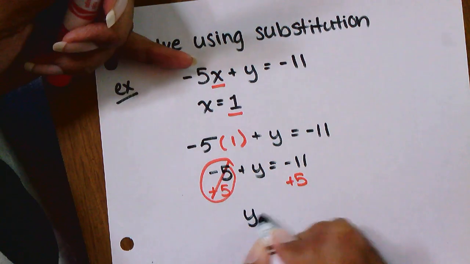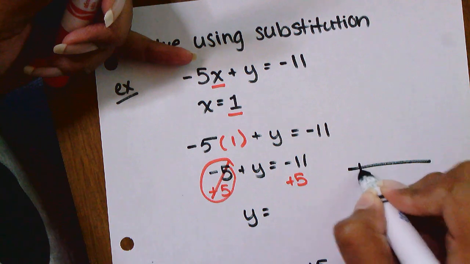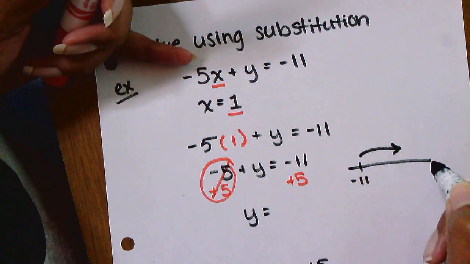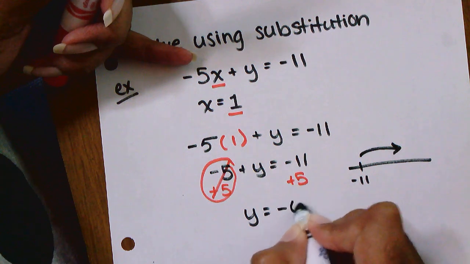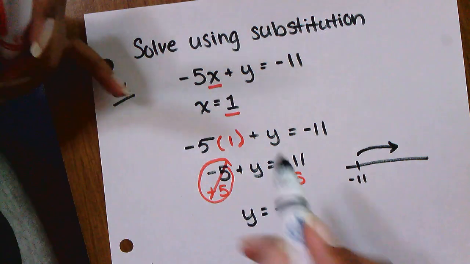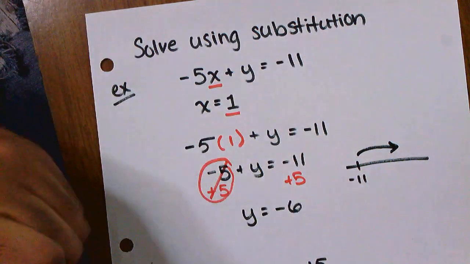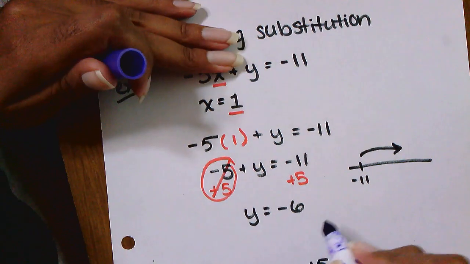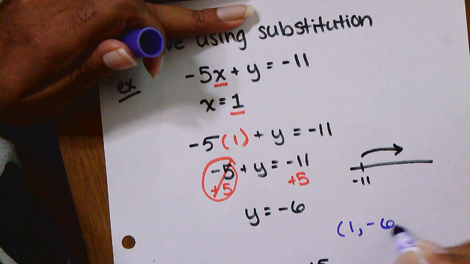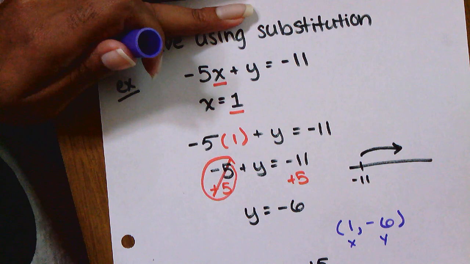So now we have y is equal to negative 11 plus 5, and remember your number line. If you have negative 11 on your number line and you're adding, that means you're going to the right 5, so we would end up at negative 6. So now we know that y is equal to negative 6. We know that x is equal to 1, so the solution as an ordered pair in xy coordinates would be 1, negative 6, because this was our x value and this was our y value.